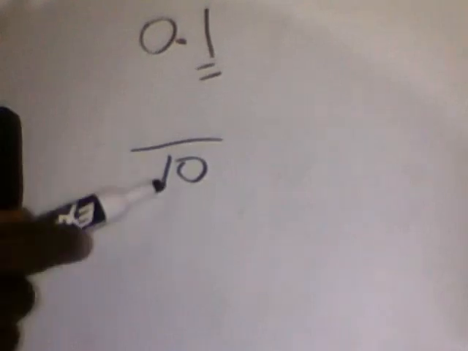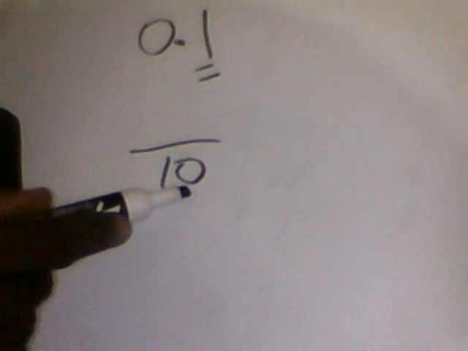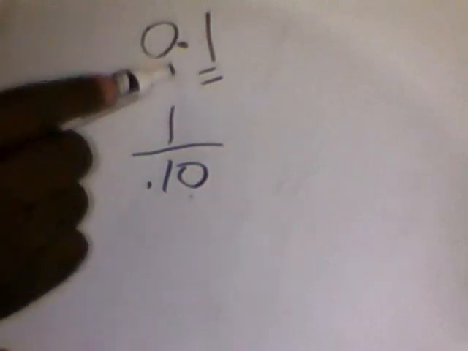So it suggests that it's 10. Good. Now, we are always going to have a 1 there, but the zeros are determined by the number of decimal places. So we have 1 decimal place, 1 zero. So we place our 1. So 1 over 10 is the same thing as 0.1. Let's look at another example.